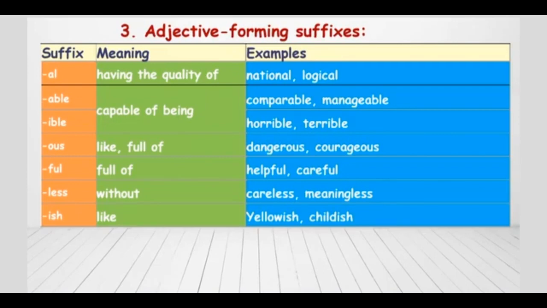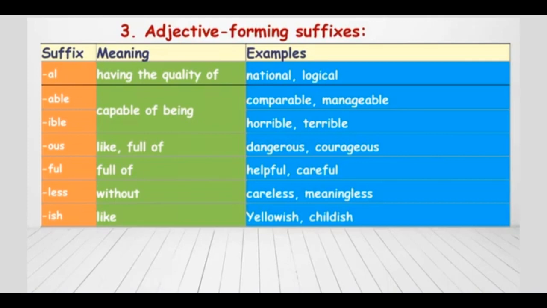ABLE, the meaning is capable of being. Say able or ability, capable of being. Example, compatible, manageable. Able, again the meaning, capable of being. Example, we say horrible, terrible.